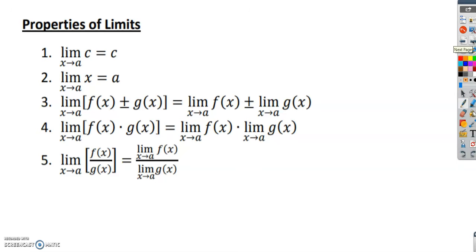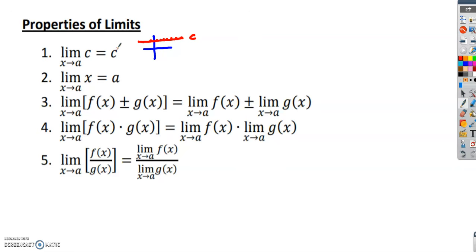Okay, so these are just some basic properties of limits. This one says the limit as x approaches a of c equals c. Okay, so what does that mean? Well, c is a constant, not a variable. So imagine you had an equation like y equals 3 or y equals 7. If you're talking about a graph like that, you're talking about a graph that just has a horizontal line at that value. So no matter what you approach, your y value is going to be that c value.